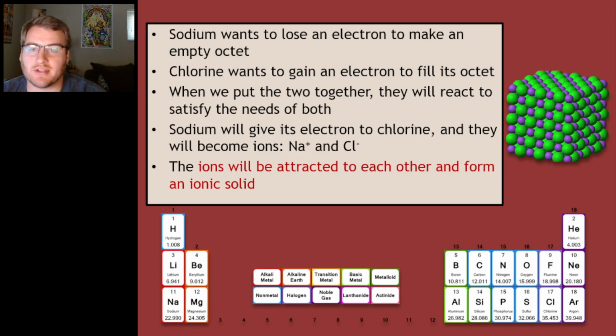So to kind of describe this, we know a little bit about bonding, but sodium wants to lose an electron to make an empty octet. So sodium we have over here, it wants to lose its one valence electron to get down to 0 to be satisfied. Chlorine is the opposite. Chlorine has 7 valence electrons and it wants to gain one more. So we put the two together, they'll react to satisfy the needs of both. Sodium gives that one electron over to chlorine, so sodium has 0 valence electrons, chlorine has 8, and they now are both ions. The sodium has a positive charge because it lost an electron, chlorine has a negative charge because it gained an electron. The ions would be attracted to each other and form an ionic solid. And now for this entire thing, you can imagine this happening over and over and over again with sodiums and chlorines that are next to each other.